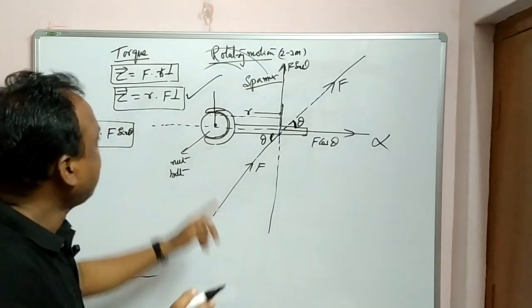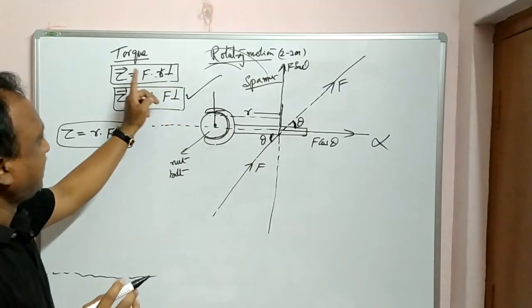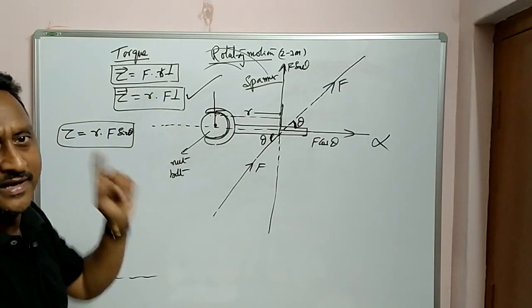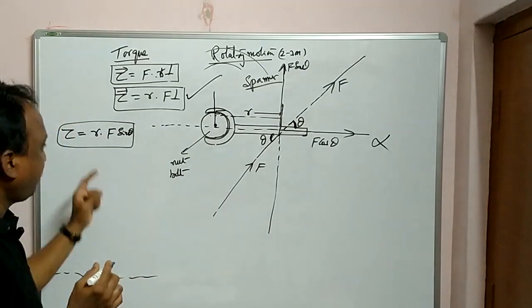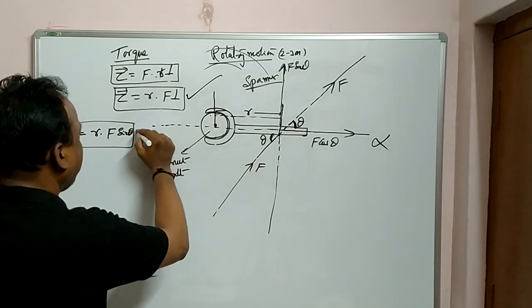Okay? Because what is the definition? Torque means either force into perpendicular distance, that is F into R perpendicular, or R into force perpendicular. So this is one type of indication. Now let us see the second version.